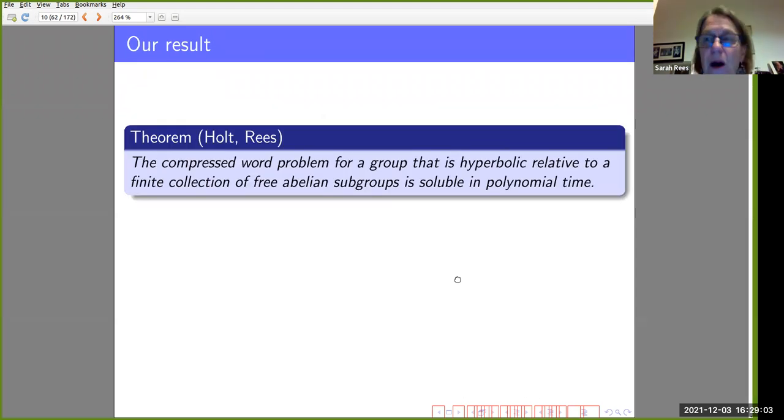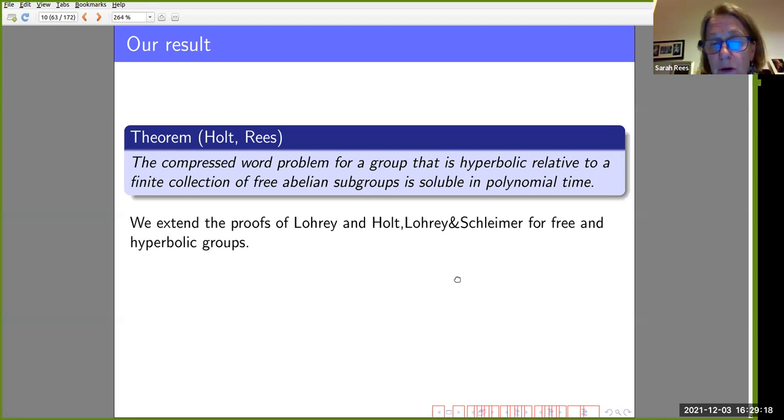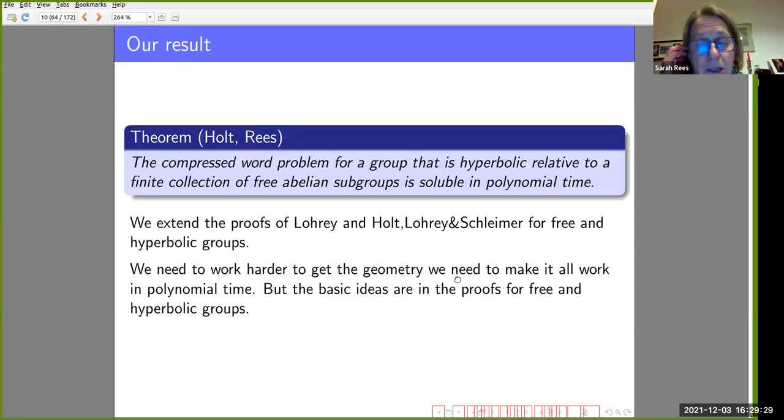So our result proves that the compressed word problem for a group that is hyperbolic relative to a finite collection of free abelian subgroups is soluble in polynomial time. We basically extend the work of Lohrey for free groups and Holt, Lohrey, and Schleimer for hyperbolic groups. We use basically the same ideas, but it's harder, because the geometry is harder. It's still the same basic idea, but we have to work hard to get the geometry to work, and a couple of other things as well.